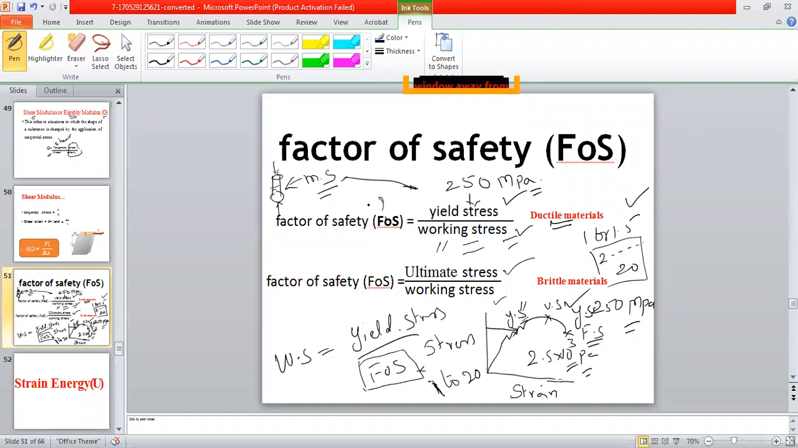Therefore, as an engineer, I need to assume the factor of safety. The bike is a single component which can carry only 2 persons. Therefore, I can take the factor of safety as 1.5 or 2.